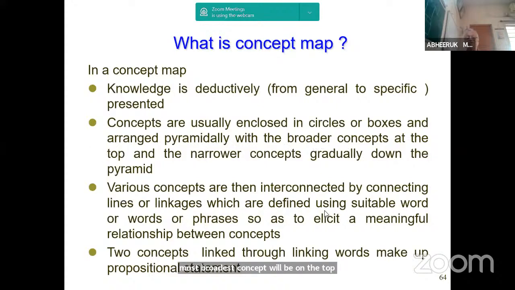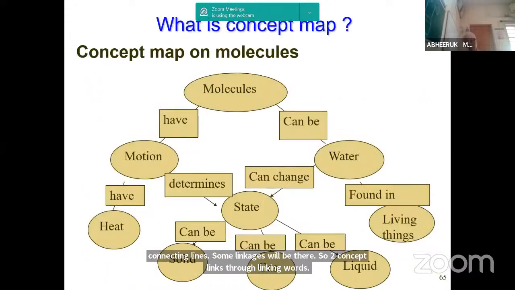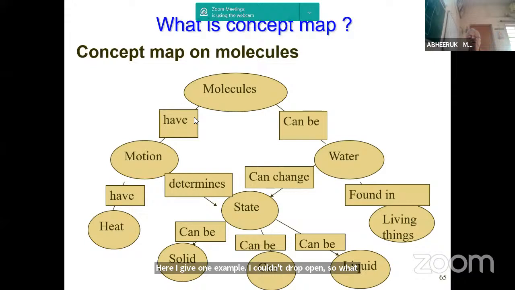Various concepts are then interconnected by connecting lines. Some linkages will be there. Two concepts link through linking words. Here I give one example. I couldn't draw properly. These are called concepts. This is a school level example. Molecules, motion, heat, water. Actually speaking, these will be circles. These will not be rectangles. The linking words will be written on the line. I couldn't do this.